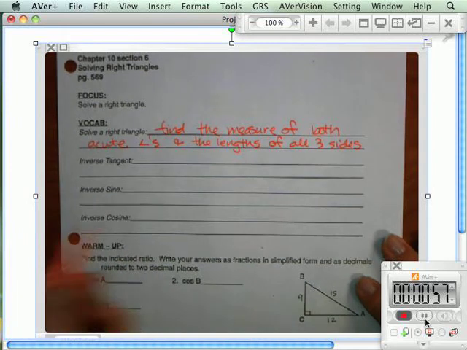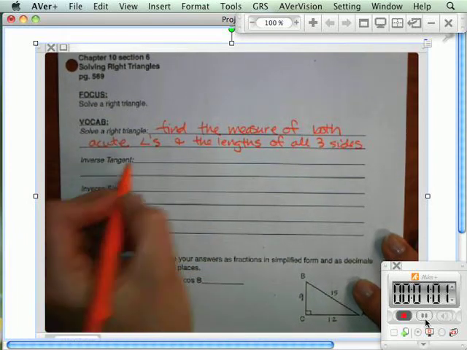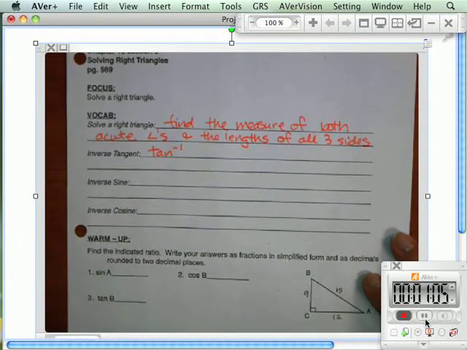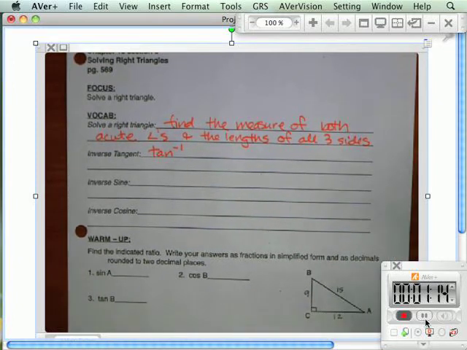I'm just going to define the first one because the other two are really the same thing. So the inverse tangent looks like this. See if you see it on the calculator. Everybody, if you don't have a calculator, go get one because you need to know where that is. Otherwise, you won't be able to do this today.